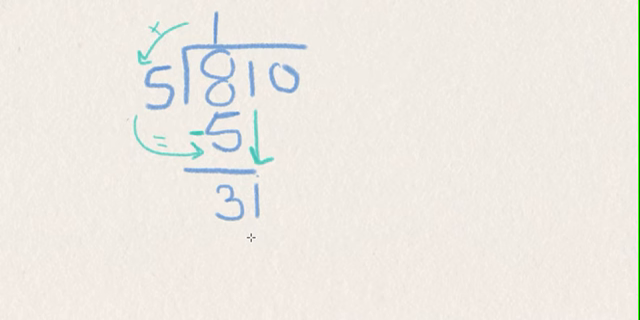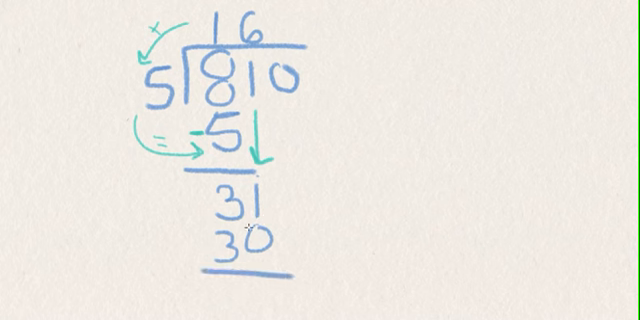Let's see, 5 times 6 is 30, or you can count if you're not good at your times tables yet. 5, 10, 15, 20, 25, 30. If you go 35, that's too big, it won't work. 5 times 6 is 30. So 6 goes up here, follow the circle, 6 times 5, and the answer goes underneath, 30. We're going to subtract again. 31 minus 30 is 1, and that completes the second cycle.